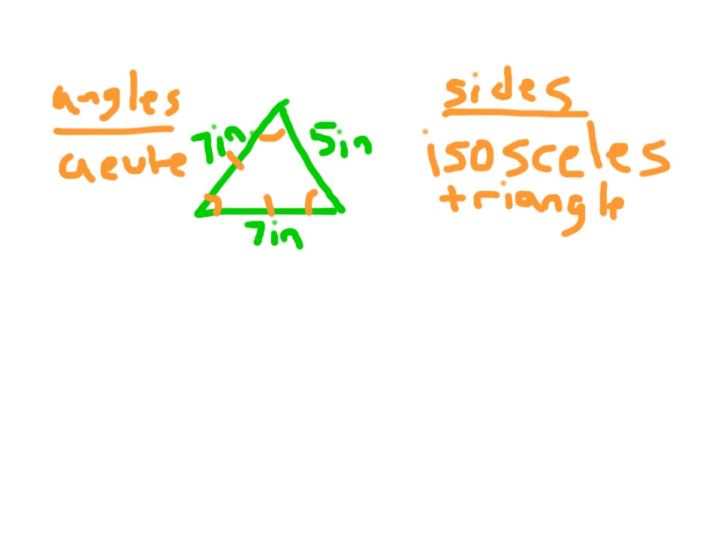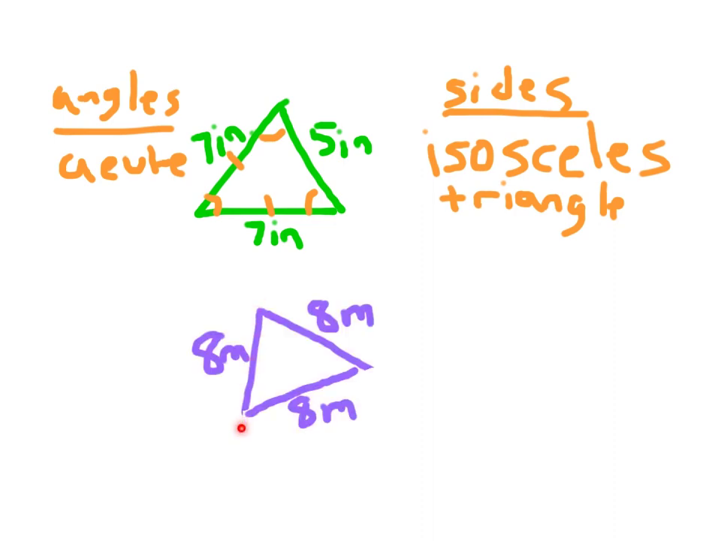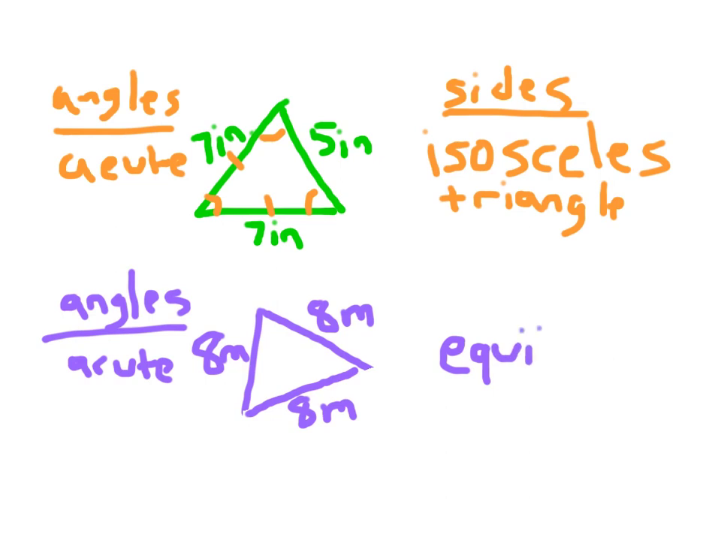Here's another triangle where each of those sides looks like it's 8 meters. So what do we call that? By its angles, it's still an acute triangle. By its sides, we call it an equilateral triangle. Equilateral. And it's a triangle still. So again, it has 2 names. Not only is it an equilateral triangle, but it is also an acute triangle. In fact, all equilateral triangles must be acute triangles by rule.